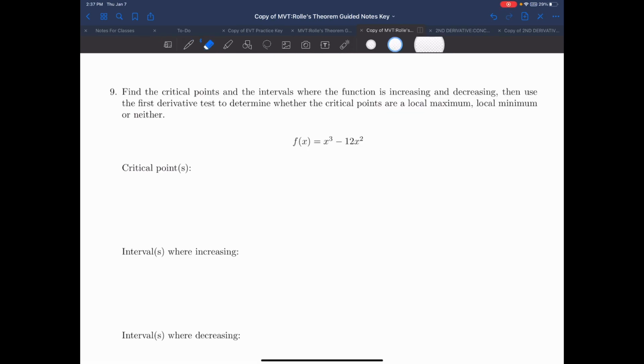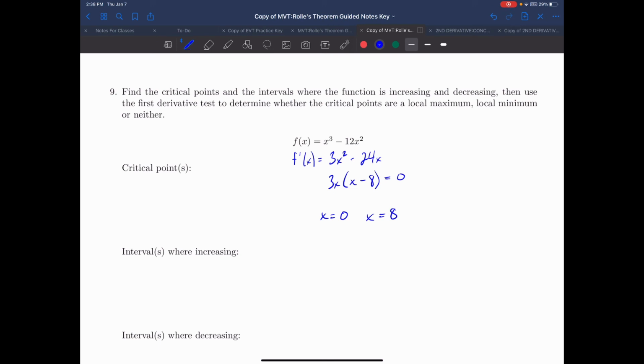Okay, so here's a full example of the first derivative test. It says find the critical points and the intervals where the function is increasing and decreasing. Then use the first derivative test to determine whether the critical points are a local maximum, minimum, or neither. So to find the critical points, we're going to take the derivative and set it to 0. So f prime of x is 3x squared minus 24x, and then we set this to 0. So your critical points are x equals 0 and x equals 8.